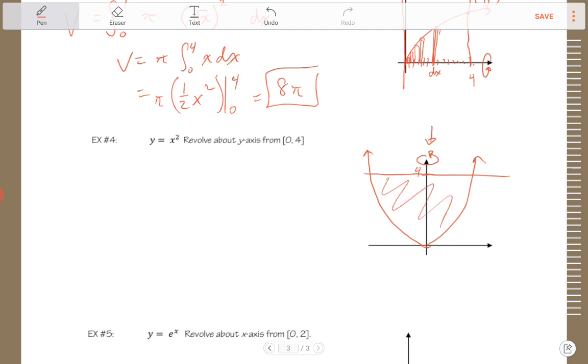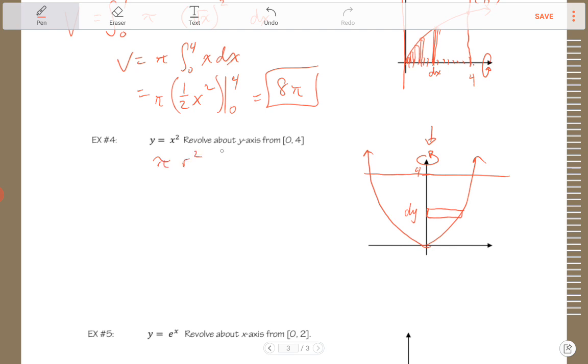Now, because we are revolving about the y-axis, keep in mind that we are actually creating those horizontal rectangles now, which means we're going to have a width of dy, or rather a height of dy. We know that our volume of each slice is going to be pi r squared, that's the area of a circle.